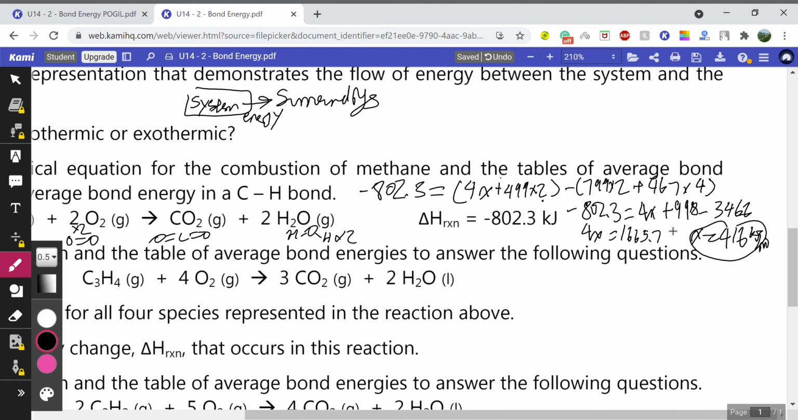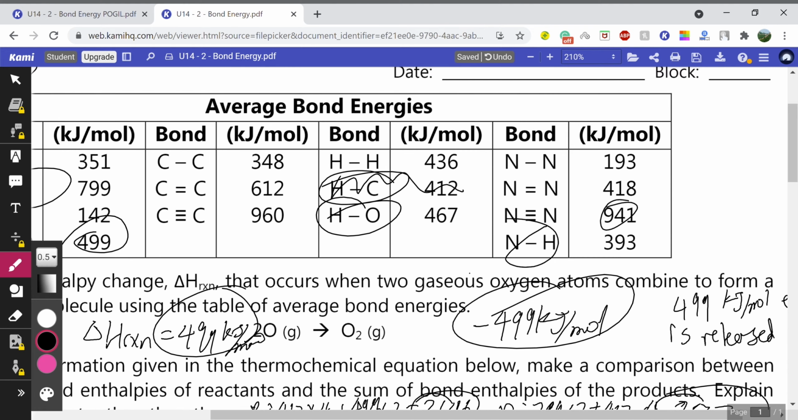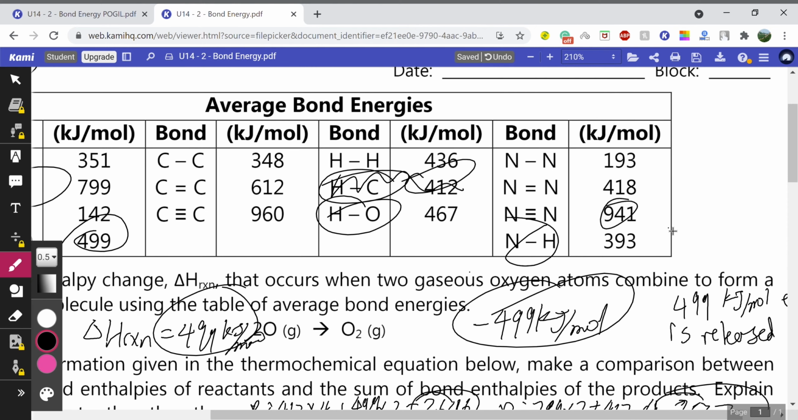So let's double check. Is our x equal to 412? Close enough. And again, the bond energy that we find may not be 100% accurate because this is using average bond energies. Some might be greater, some might be less.